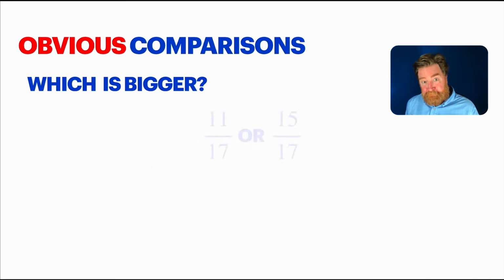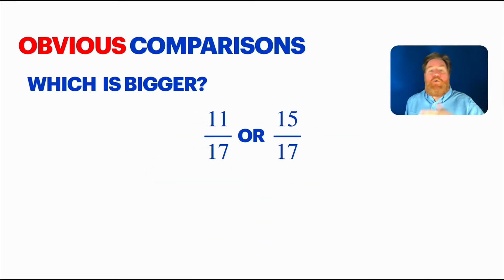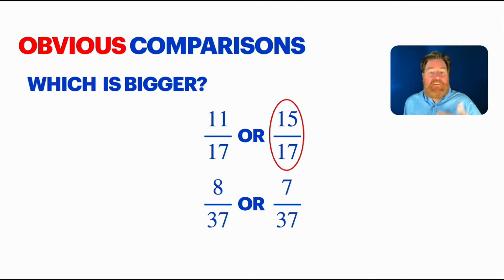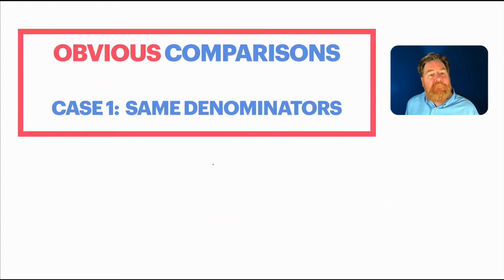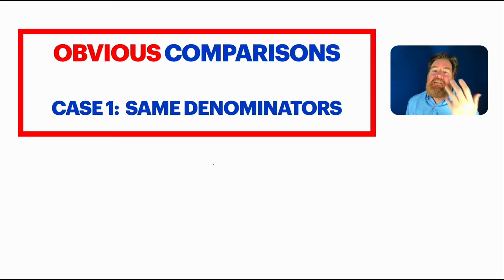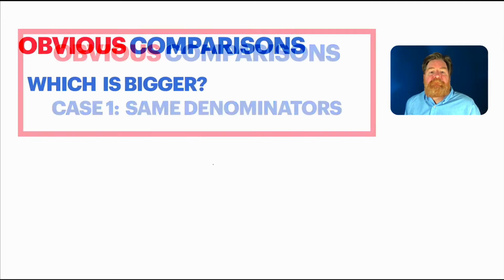So here's another example. What's bigger, 11/17 or 15/17? Well, 15/17 is more. All right. 8/37 or 7/37? Well, 8 of them is more. Okay. So I think we got our first obvious comparison name. If the fractions have the same denominators, then it's an obvious comparison. You just check out the numerators, see how many you got.